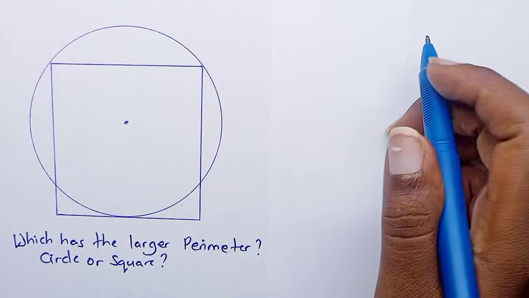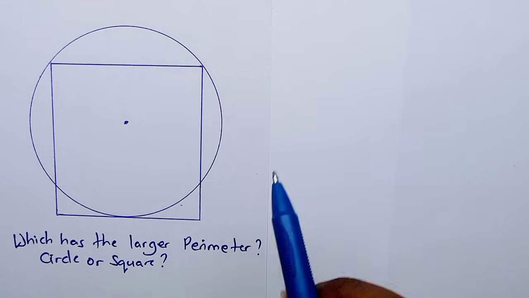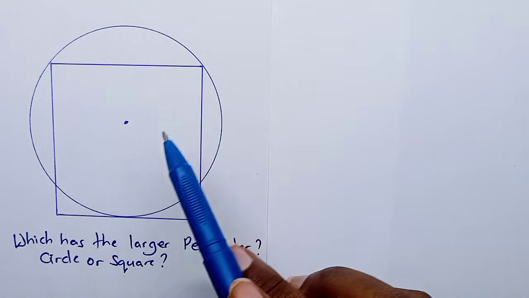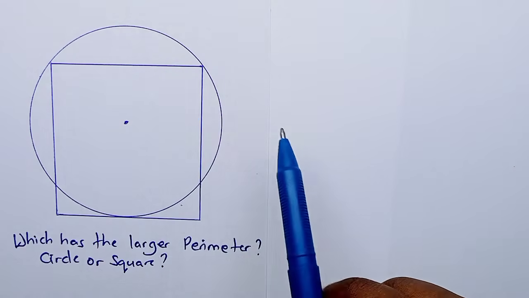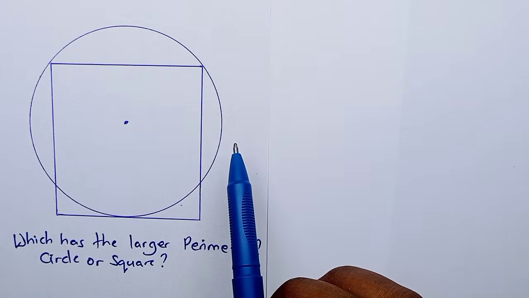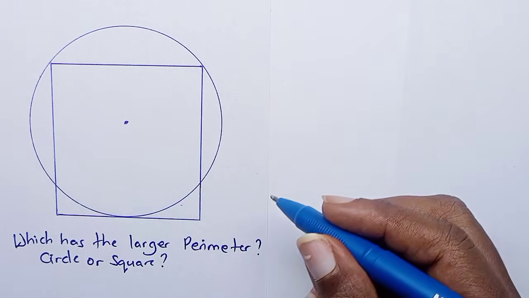In this video, we are required to find which of the two has a larger perimeter. Is it the square? So this is a square and this is a circle. So is it the square or the circle that has a larger perimeter? Well, the perimeter of a circle is the same as its circumference. So don't be confused.